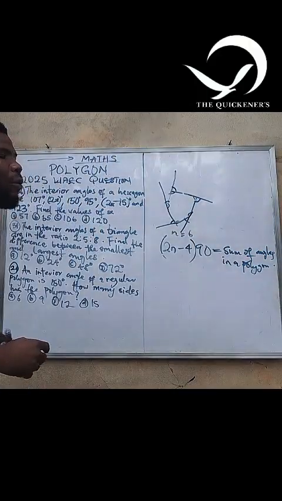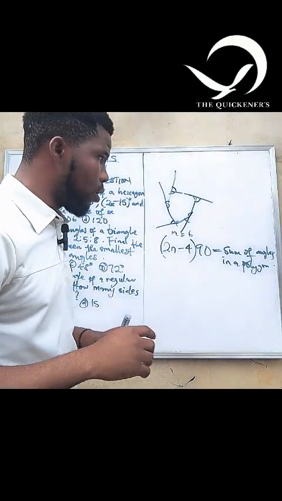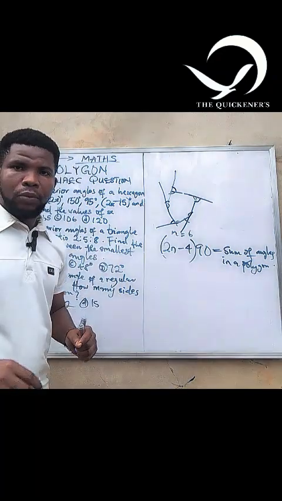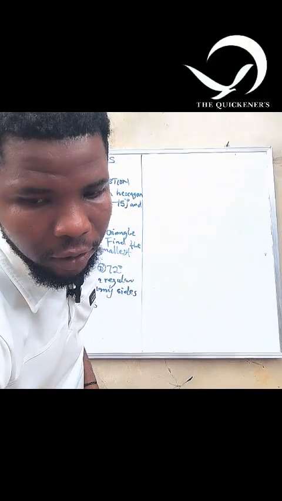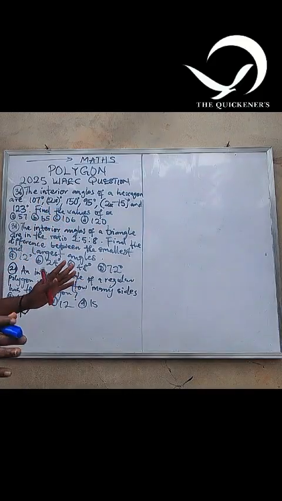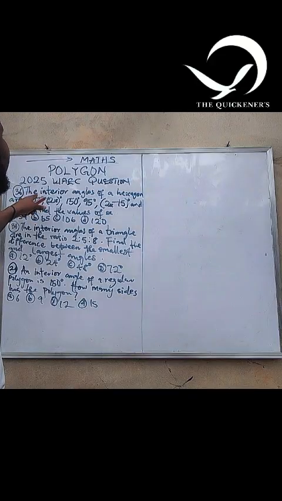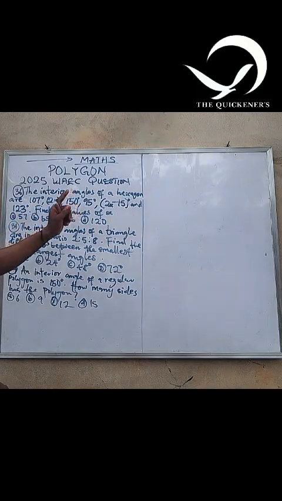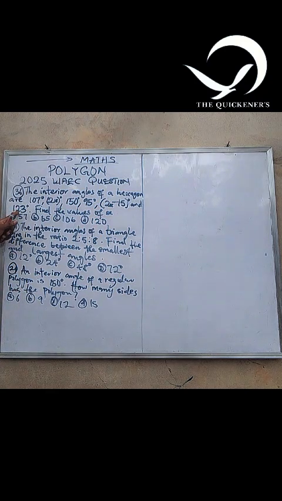Okay. So now with all this explanation, we can go ahead to answer these 3 questions, and at the end they will be able to understand the topic. So let me get my duster. Let's start by solving the first question. Remember we read the question before. I just needed to explain so that you can understand. So what we're looking for here is what? It said the interior angles of the hexagon are 107 degrees, 2x degrees, 150 degrees, 95 degrees, 2x minus 15 degrees, and 123 degrees.